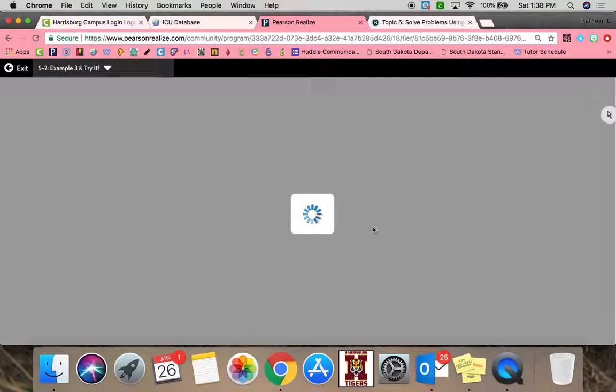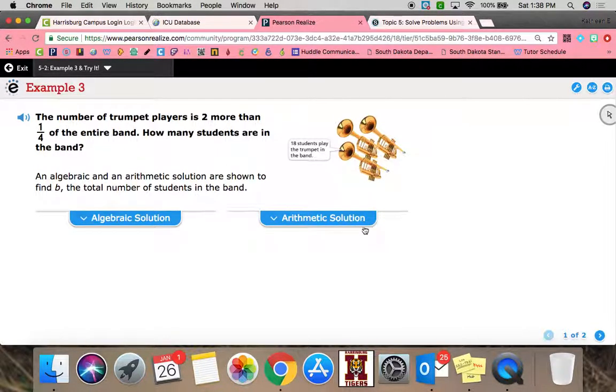Hoping that it gives me writing tools on the side. Oh, or written out, that works too. So the number of trumpet players is 2 more than 1/4 of the entire band. How many students are in the band? Okay, how would we figure this out? An algebraic and arithmetic solution are shown to find B, the total number of students in the band.